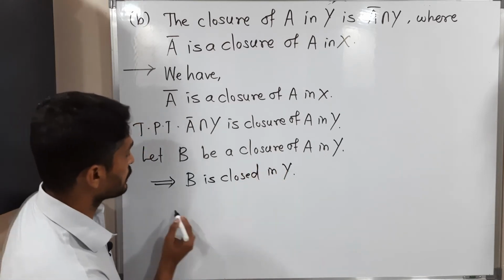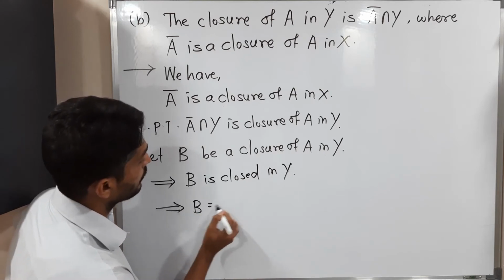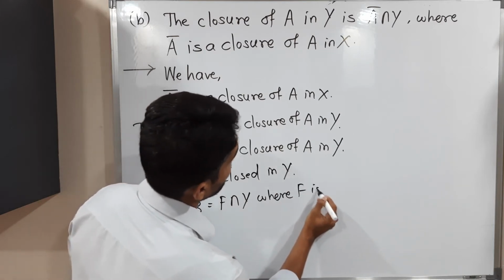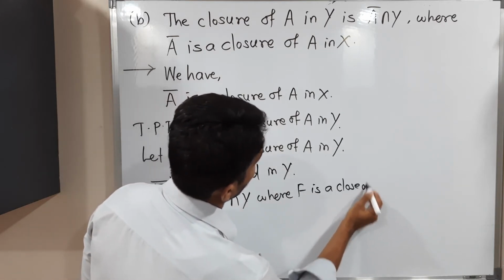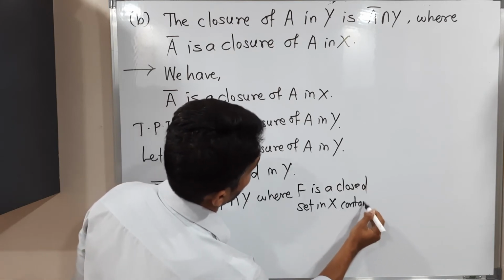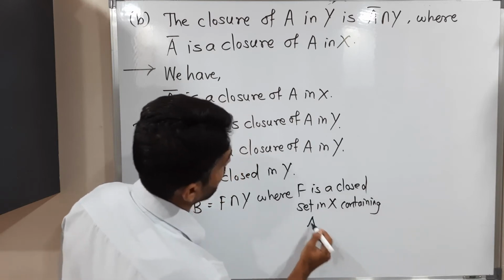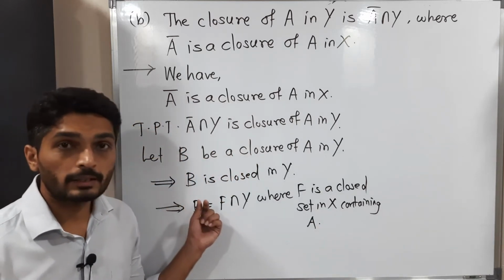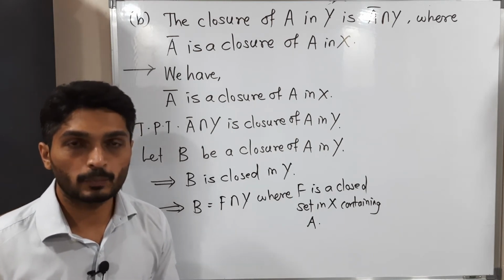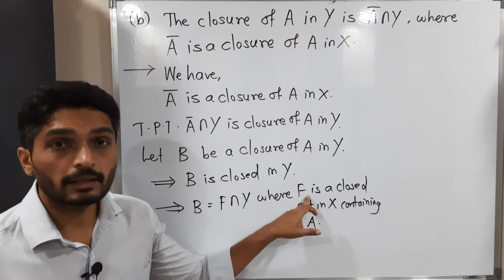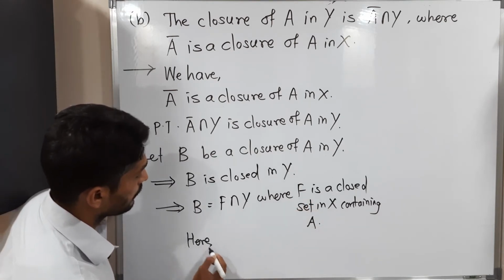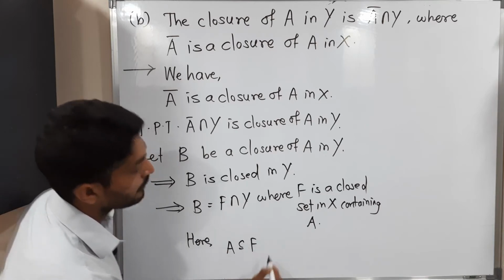So therefore, B is closed in Y implies B is equal to F intersection Y, where F is a closed set in X containing A. Okay, so it is a closed set in Y, so that's why we can write B is equal to F intersection Y, where F is closed in X, right? And a very important thing, that set F contains A. A is a subset of F.